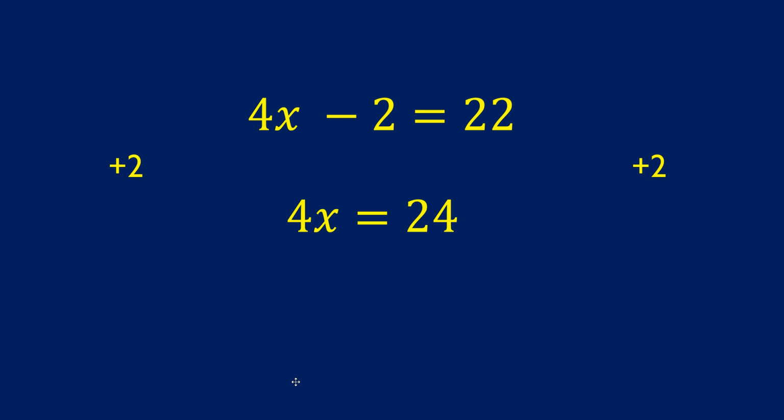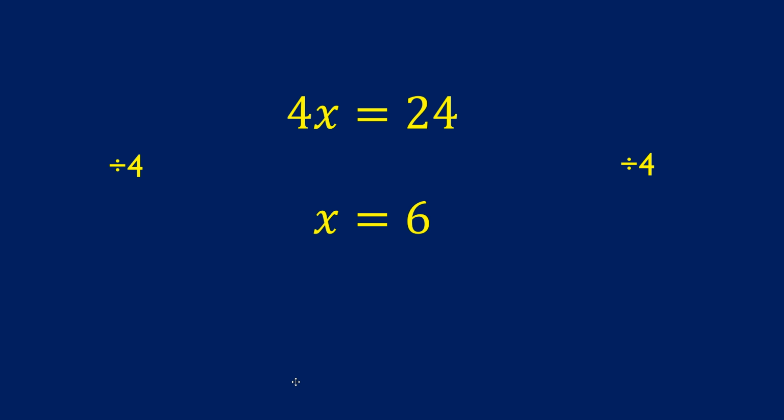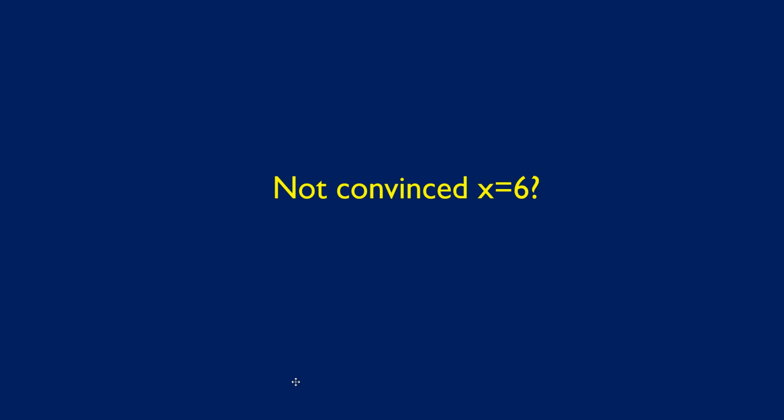Now I have to think of a number. When I times it by 4, it gives me 24. Yet again, I'm going to work in the opposite way. Instead of multiplying by 4, I divide by 4. So if I divide the left hand side by 4, it just leaves me with the x. But whatever I do to the left hand side, I have to do it to the right. So if I do 24 divided by 4, it gives me 6. So my answer is x equals 6.